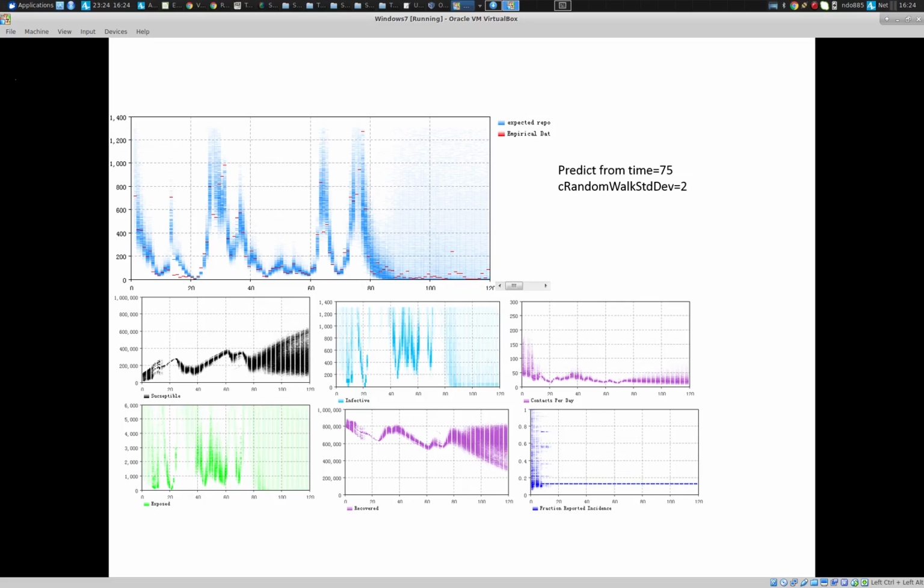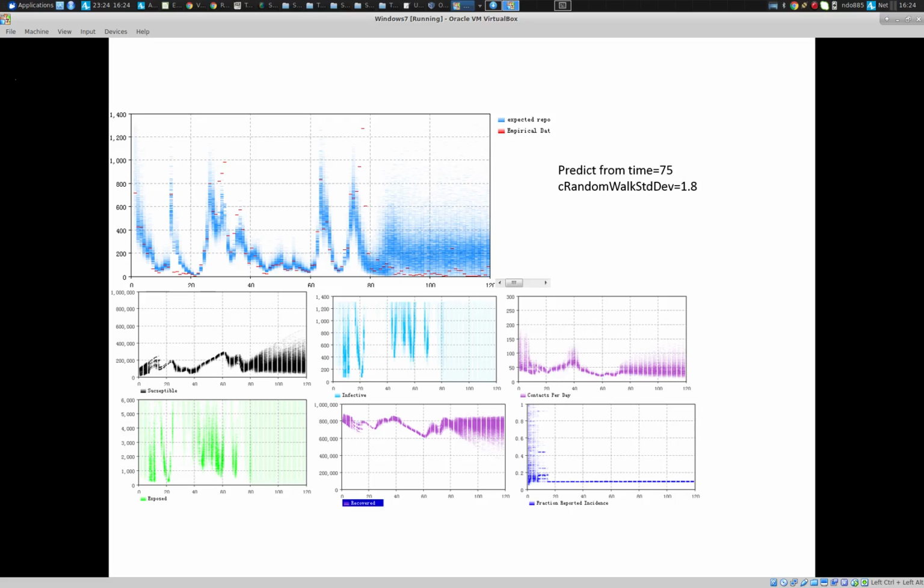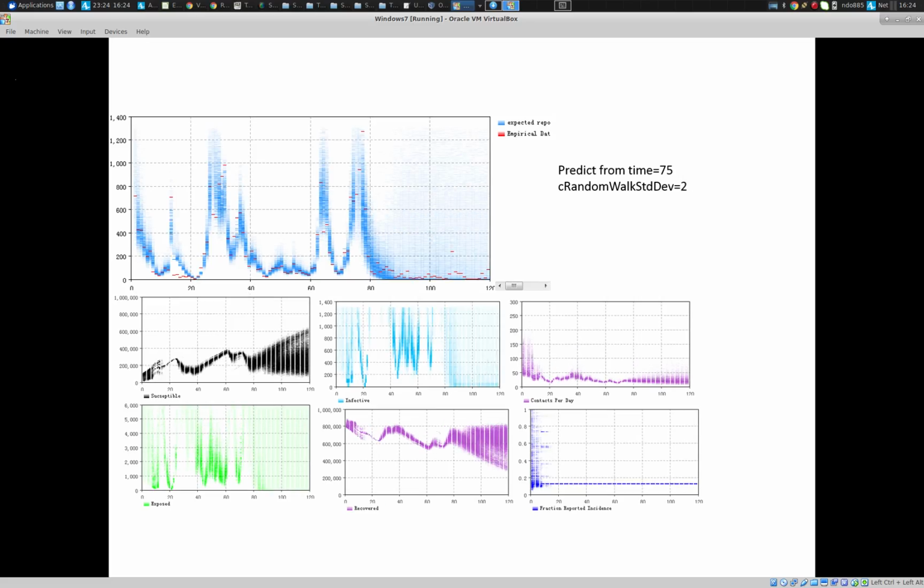Okay. Oh, I see. This is with different technical parameters for the random walk. This is with one that posits more behavior change, and here it's right on the money. If behavior can change significantly, it gets that exactly. It nails this peak and then the subsequent decline.